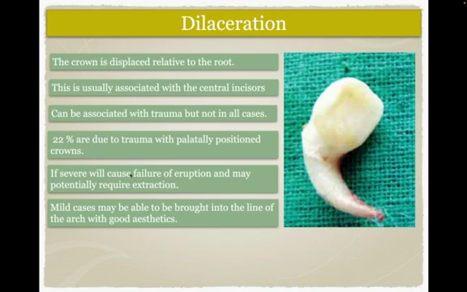If severe, it will cause failure of eruption and may potentially require extraction. However, if it's mild, we might be able to bring this tooth into the line of the arch. Now think about it, this one is a very severe one. If I align this tooth, the crown, correctly and bring it down, this root will hit the neighboring teeth on the way down. So if the dilaceration is mild, we can simply align the tooth. If it's severe, we have to extract this tooth.